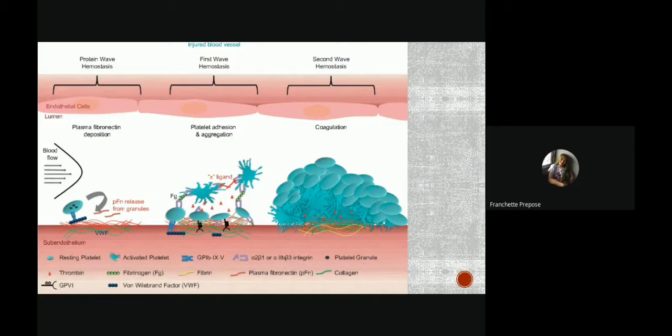Now there's also a vascular endothelial growth factor, which is a chemical secreted by platelets. Now this regenerates the endothelial lining.